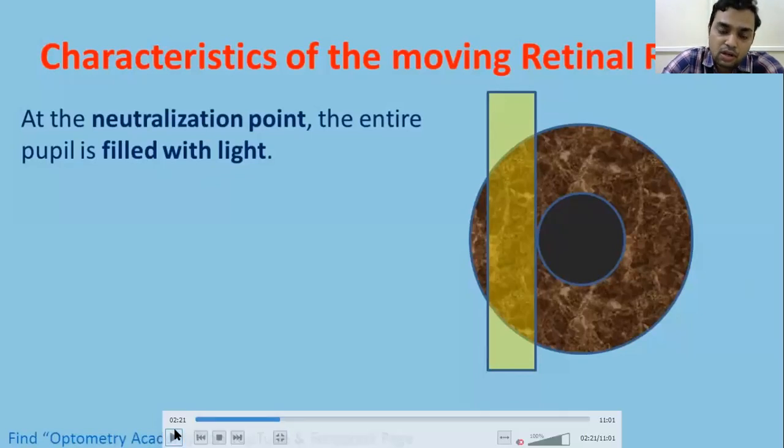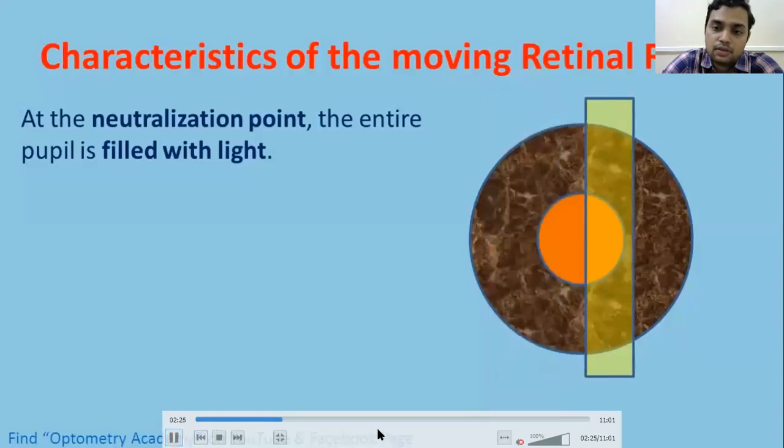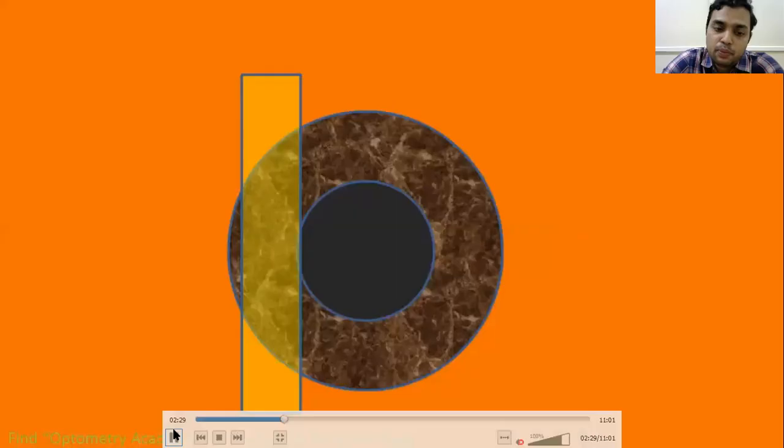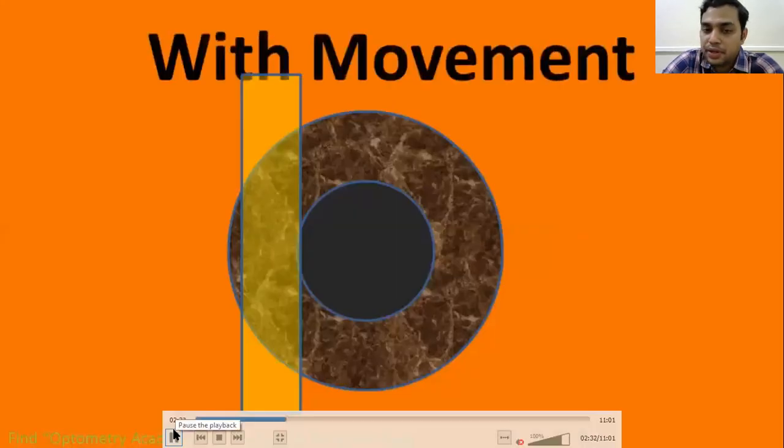So here you observe, we don't see any movement of the red reflex in the pupil, because the complete pupil is filled with the light. So observe, complete pupillary area is filled with the light, and we do not observe any movement. That is the neutralization point. That is the end point.